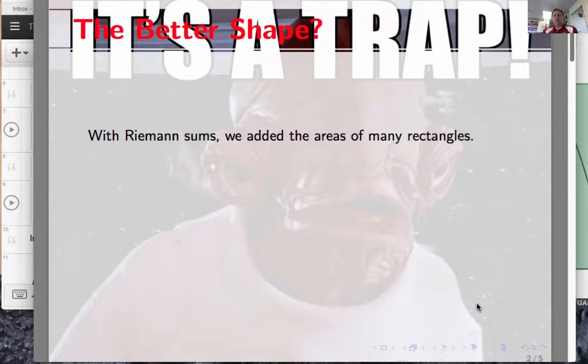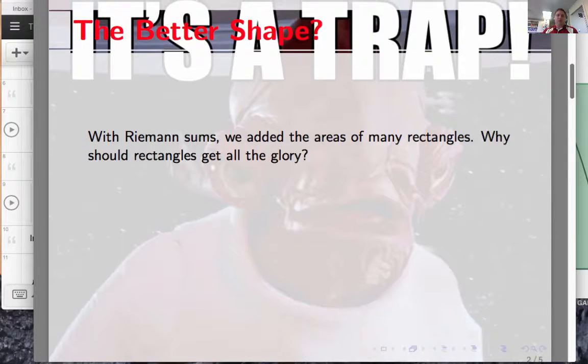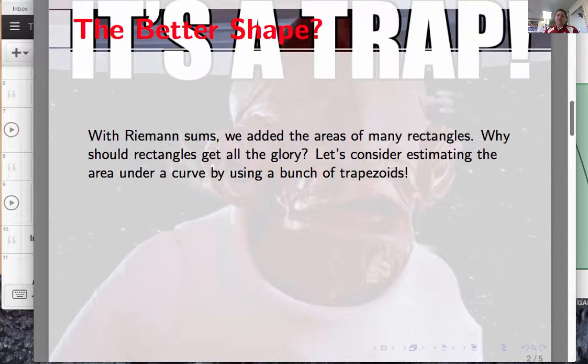So again, Riemann sums, rectangles, cool. Why should they get all the glory though? Why am I only using rectangles when there's other wonderful shapes out there, such as trapezoids? You're probably thinking I'm crazy because trapezoids are complicated, but trapezoids are very nice, as you'll see. I actually prefer them to rectangles. I'm saying, well, trapezoids are greater than or equal to rectangles. Sometimes they're the same. Maybe sometimes rectangles are better, but in general, I think trapezoids will be a little bit nicer for what we're trying to do.